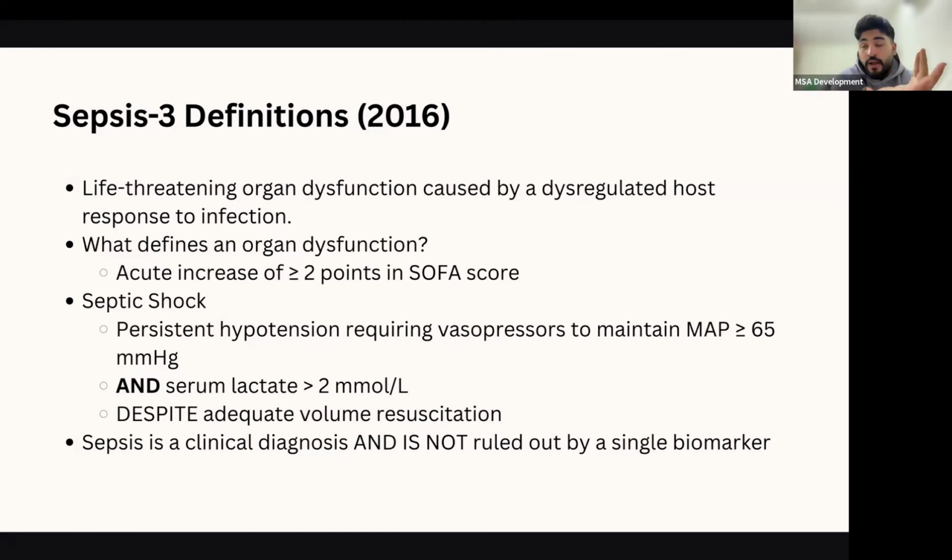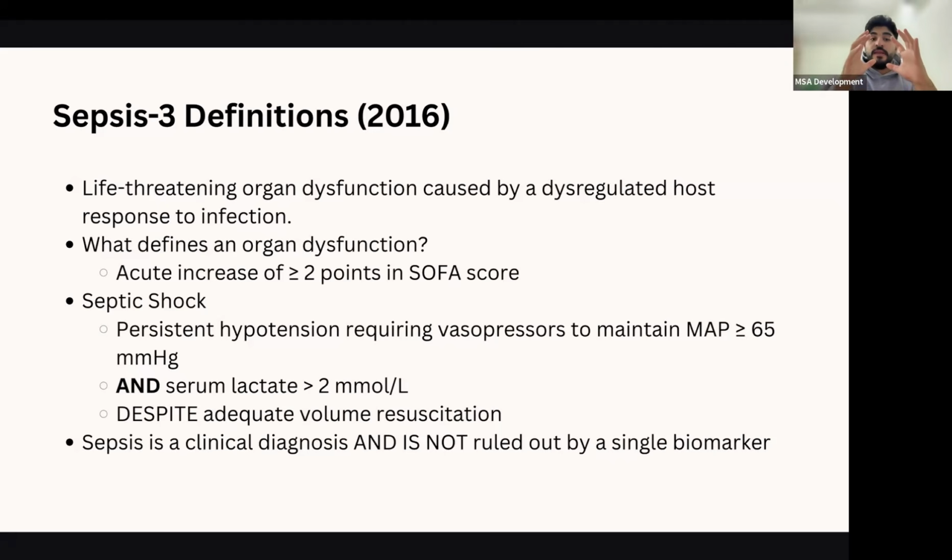So how do I know that patient has sepsis? First of all, he's going to have organ dysfunction caused by a dysregulated host response to a certain infection. That's number one. How do I know he has organ dysfunction? He needs to have an acute increase of 2 or more points in the SOFA score. He will have a persistent hypotension despite whatever vasopressors you give, whatever fluids you give, and their serum lactate is going to remain elevated despite all fluid resuscitation.